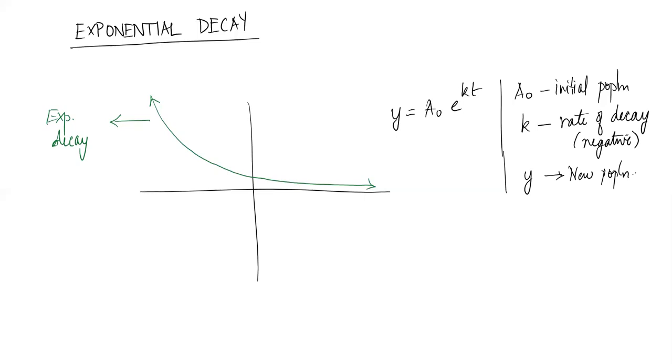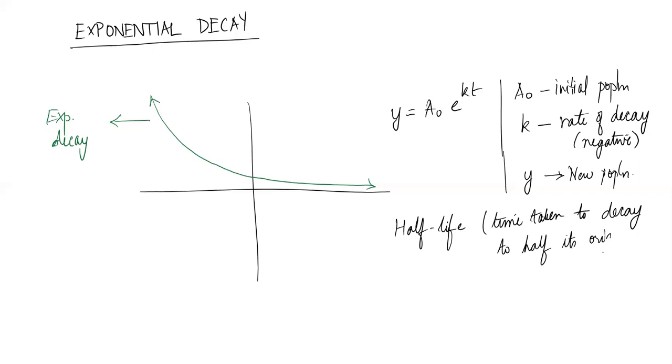So the prominent application that we use here would be half-life, okay? In exponential growth, double life or doubling time is what we would be interested in. Here, half-life would be to determine how long it takes for it to reduce to half its original quantity. I'll just say time taken to decay to half its original quantity.